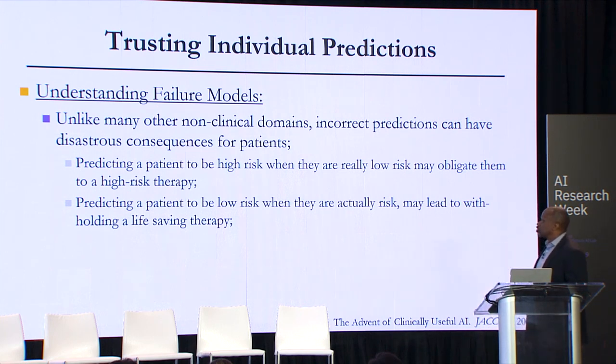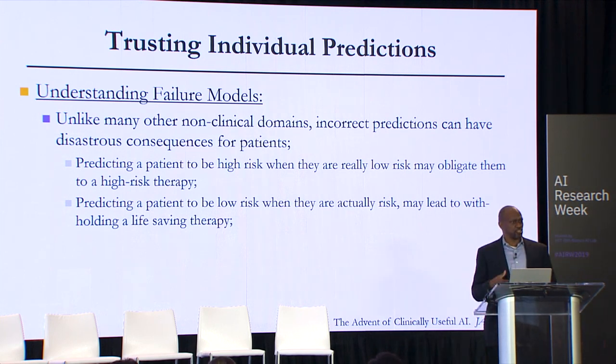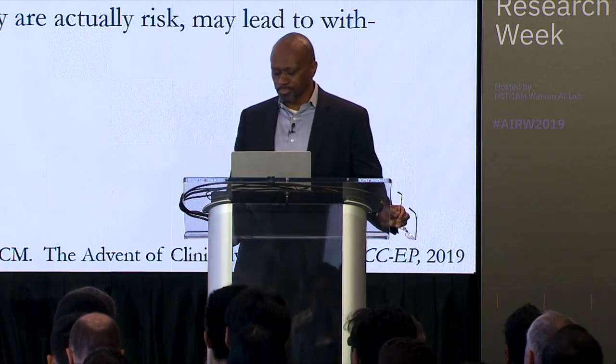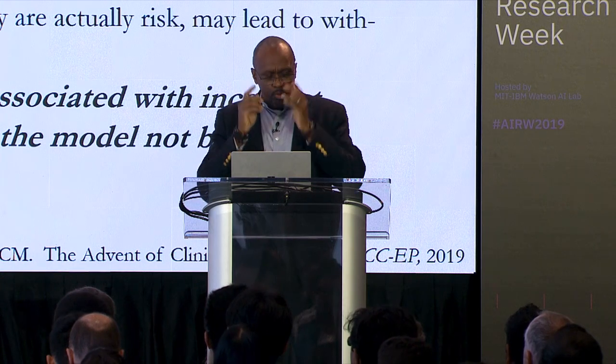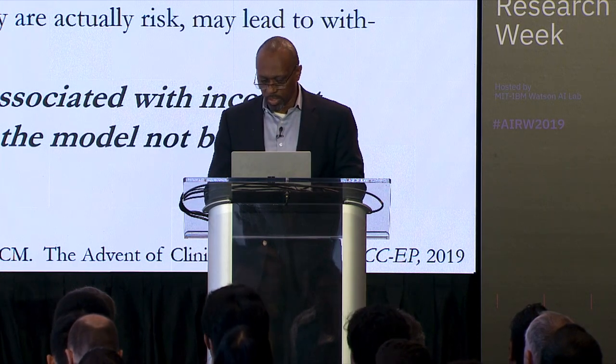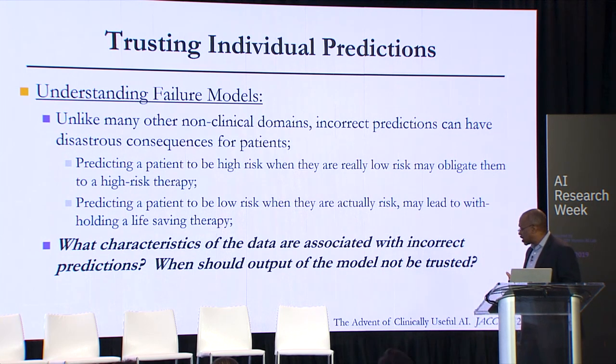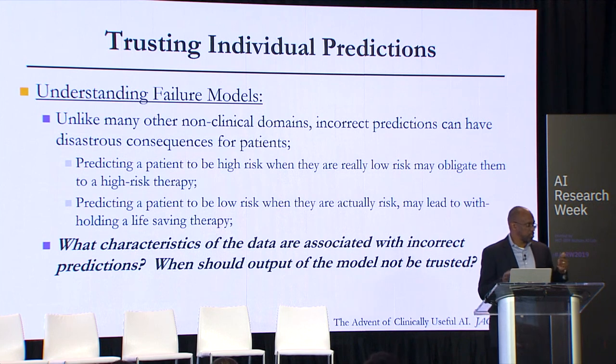If you predict a patient to be low risk when they actually are high risk, and the intervention itself is not very high risk, then you've missed an opportunity to do some good, potentially save a life, which is the question we often deal with in the cardiovascular arena. So what we would like to know is, for any model, what are the characteristics of the data associated with incorrect predictions, and when can we really trust the output of the model? Given a specific patient, how do we know that the model is really applicable to that patient?